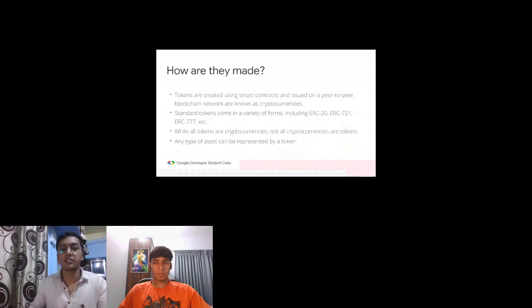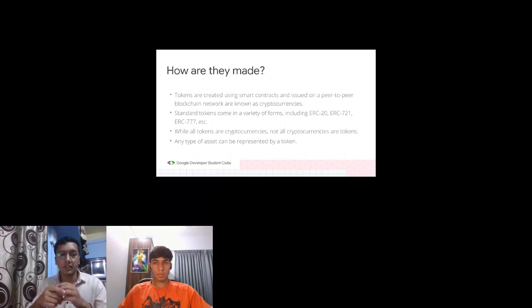So how do you make cryptocurrencies? To understand that, you need to understand the concept of tokens. Tokens are created using smart contracts, which we just discussed. You create a smart contract which is used to make tokens. Then you deploy it on a blockchain network. That way you create tokens. And there are a few standards, a few typical ways of creating tokens, namely ERC20, ERC721, ERC777, etc.